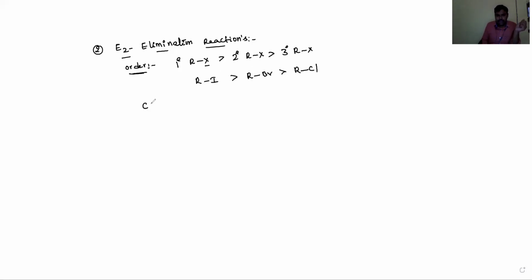Okay, for example, CH3CH2Cl is treated with alcoholic KOH and produces CH2=CH2. Ethene is the product, and the byproduct is HCl, which is converted into water and KCl.